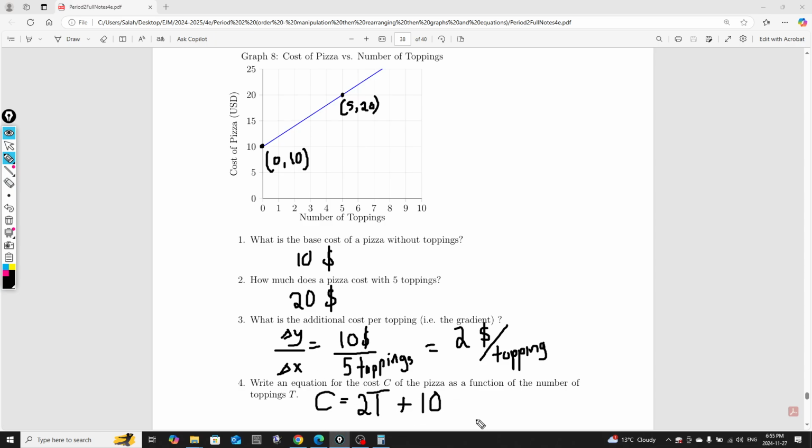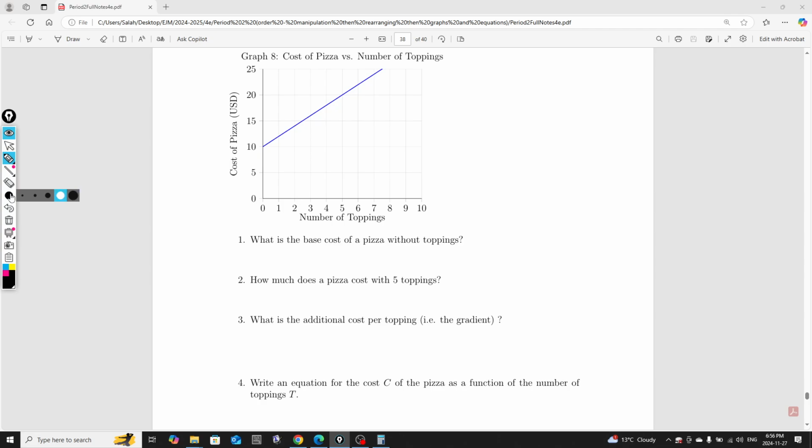And again, this is powerful because now you can figure out the cost of any pizza for whichever number of toppings that you want. So for example, if I wanted 10 toppings, then 10 times 2 is 20. 20 plus 10 would be 30. So a pizza with 10 toppings would cost $30. Okay? So there you go. That's that question here. And moving on to the next question.